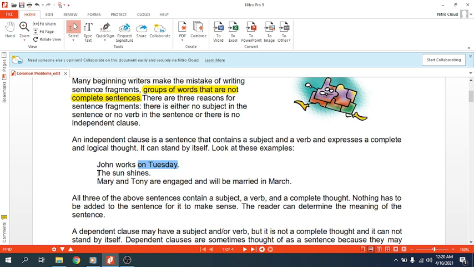The second one is even simpler. The sun is the subject, and then there is a verb, which is shines. So it's complete, even though it's very short. And then Mary and Tony is the subject, and are engaged is the verb. This sentence has two verbs: are engaged, and then will be married. Will be married is more like a verb participle, ya. Kalau ditanya verbnya yang mana, ya dari sini, will be married in March.